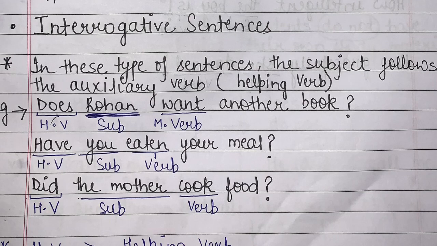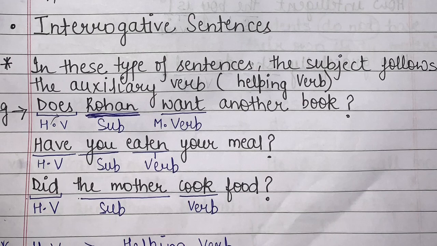For instance, take this example: Does Rohan want another book? Question mark. So here, what is my subject? I told you my subject can be a noun or it can be a pronoun, right? So what is the noun here? Yes, Rohan. So Rohan is my subject. And can you see what comes before Rohan? Does. Now what is does? Does is my auxiliary verb, right? I have used this in order to frame a question. So whenever my subject is right after the helping verb, what type of sentence would that be?